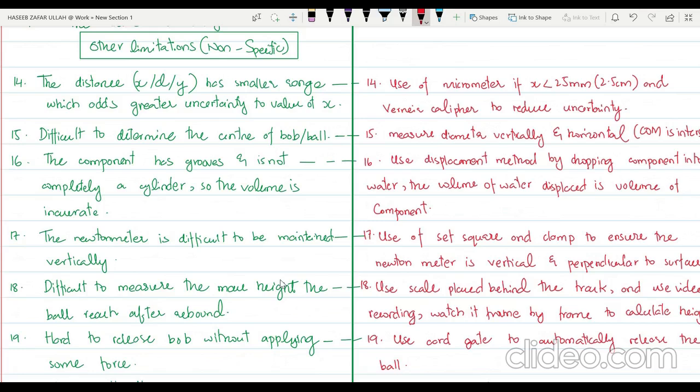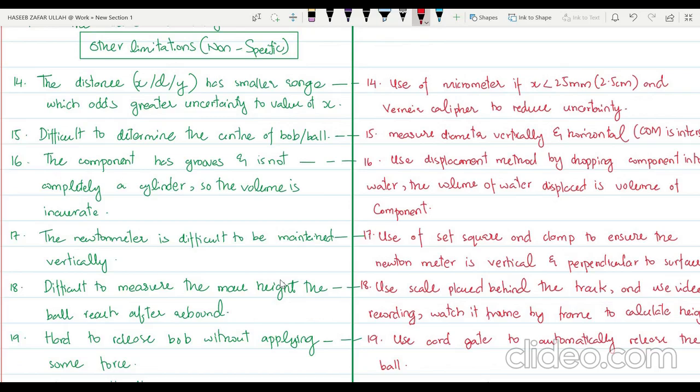So what you can say is that you can use a micrometer if, for example, it is less than 2.5 centimeter. For example, sometimes they are asking you to calculate the diameter of a small ball. So what you can do is use a micrometer or a vernier caliper to reduce the uncertainty, because it has high precision, it has small graduations, so you can calculate it very precisely.